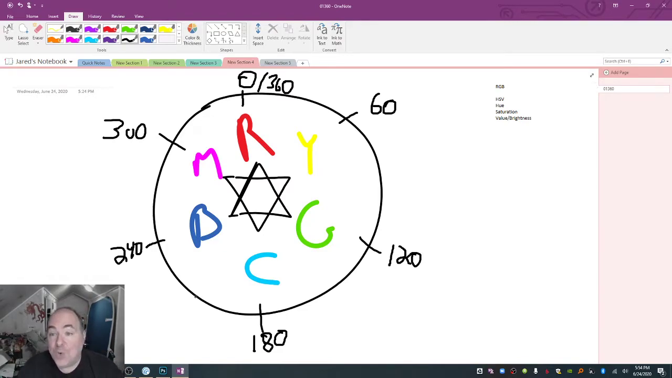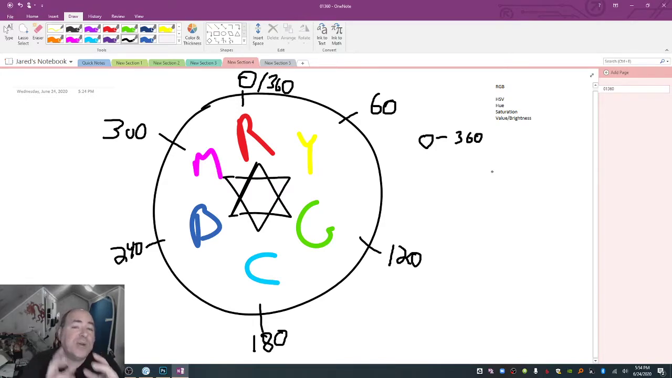Now, we need to modify that number. So the hue is a number between 0 and technically 359, but people will let it spin to 360 and understand that 0 and 360 are the same thing. So 0 to 360, wrap around.